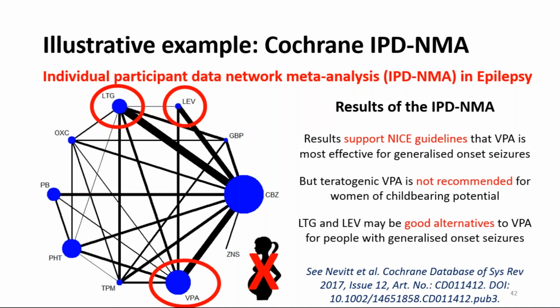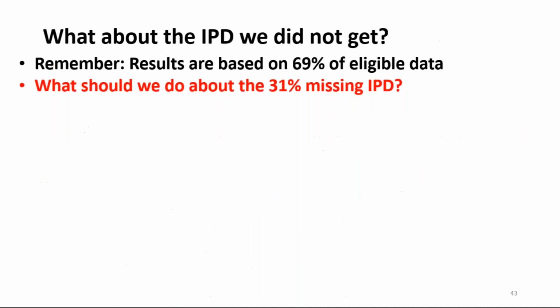And our results show that lamotrigine (LTG) and levetiracetam (LEV) may be good alternatives to sodium valproate for people with generalized onset seizures who cannot take valproate. So these are very encouraging results, but we must remember that these are based on 69% of our eligible data that we requested. And what can we do about the fact that we're missing 31% of data?